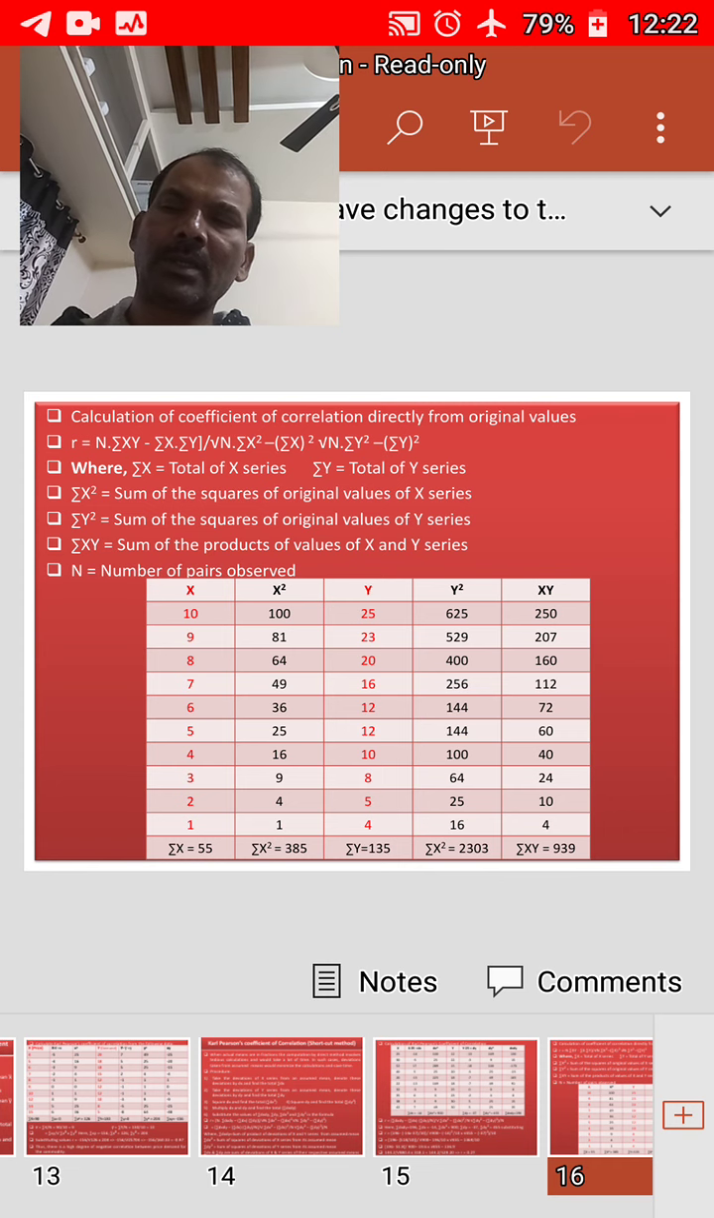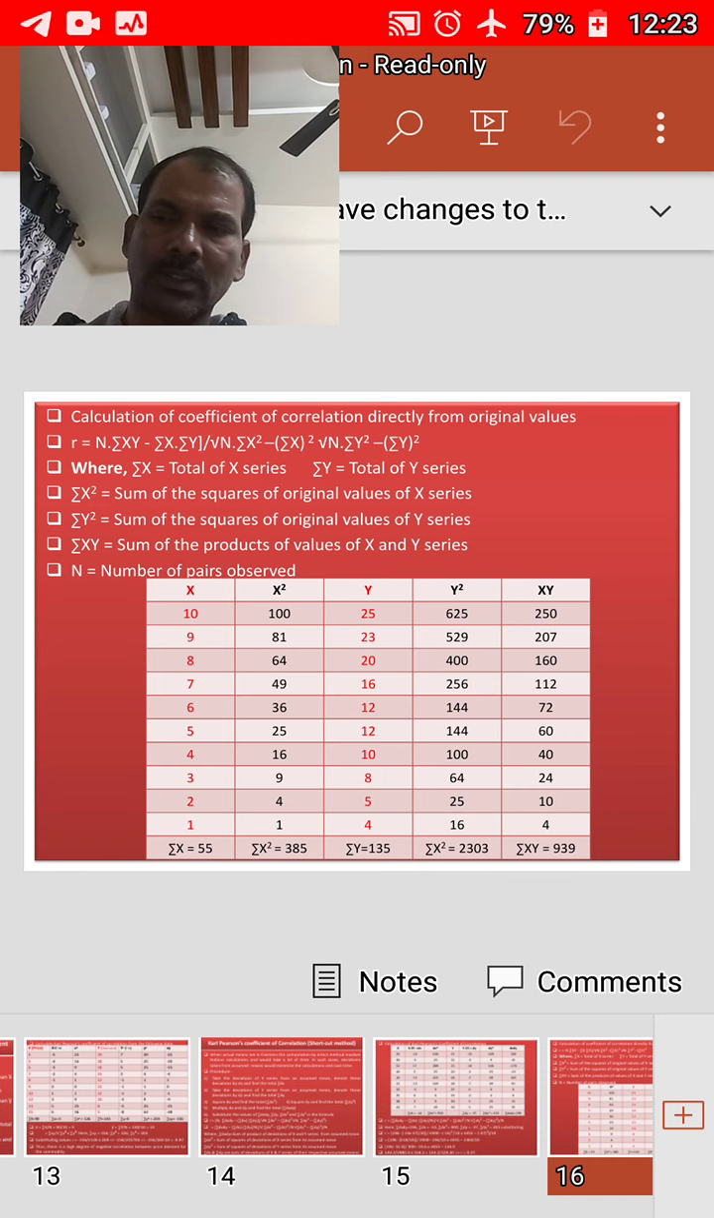The formula applied here is r is equal to n into sigma xy minus sigma x into sigma y, divided by under root n into sigma x square minus sigma x whole square, into n into sigma y square minus sigma y whole square. Where sigma x is equal to total of x series, sigma y is equal to total of y series, sigma x square is equal to sum of the squares of original values of x series, sigma y square is equal to sum of the squares of original values of y series, whereas sigma xy is the sum of the products of values of x and y series, and n is equal to number of pairs of observations.